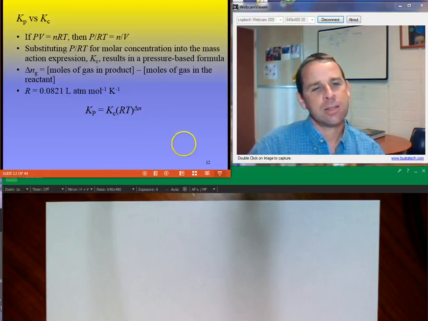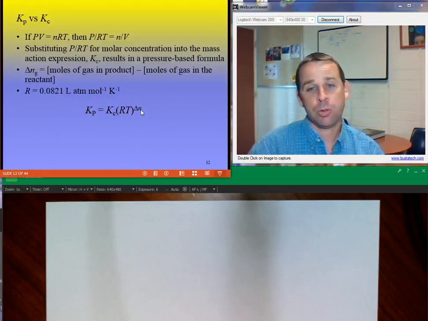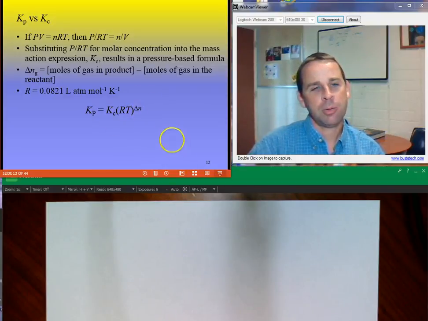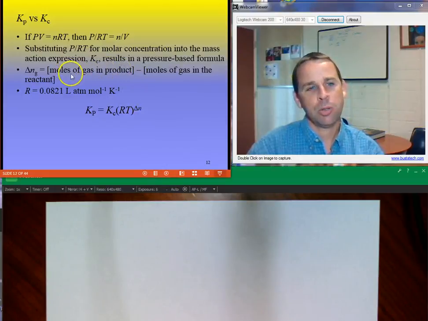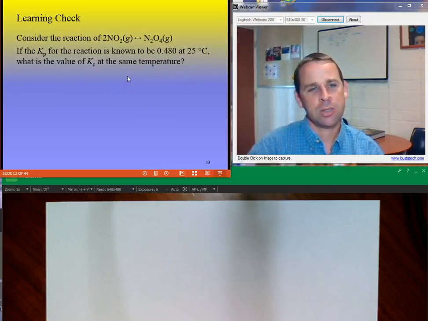So you're going to look at this. N we've used as a variable for moles before, and you're going to have to remember that delta N is the change in moles of gas, meaning the moles of gas in the products minus the moles of gas in the reactants. So let's show how this is done.